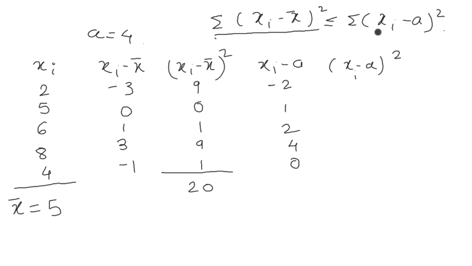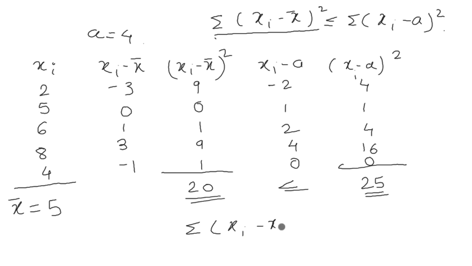Okay, we need to find the summation of (xi minus a) square. So we will find the square and we'll make the addition. So 2 square 4, 1, 2 square 4, 4 square 16, 0. So the answer is 25. Clearly 20 is less than or equal to 25. So here is the inequality, that is summation of (xi minus x bar) square is less than or equal to summation of (xi minus a) square.